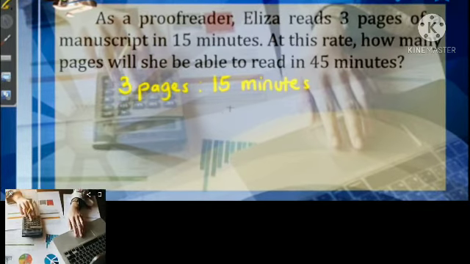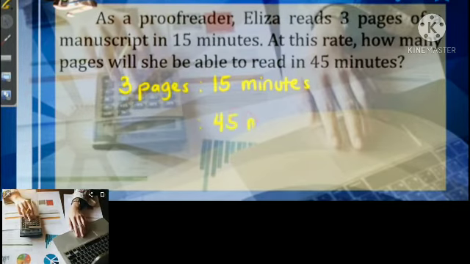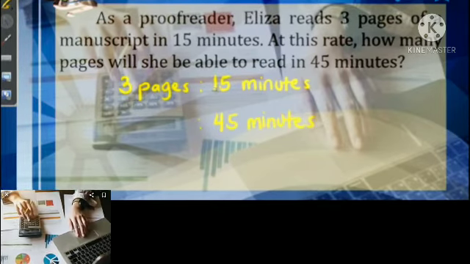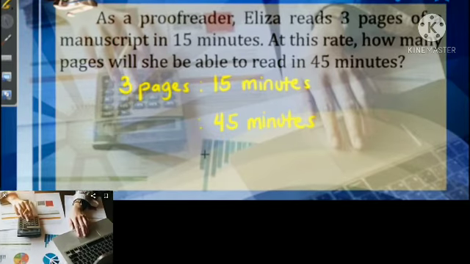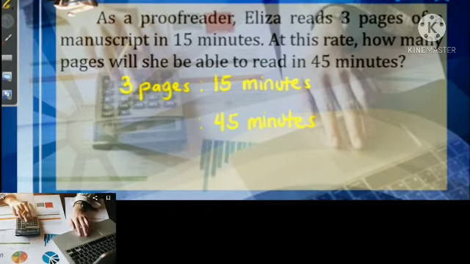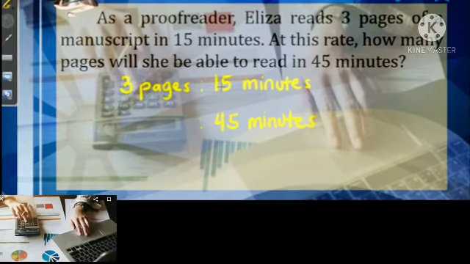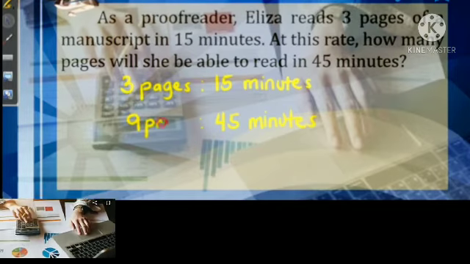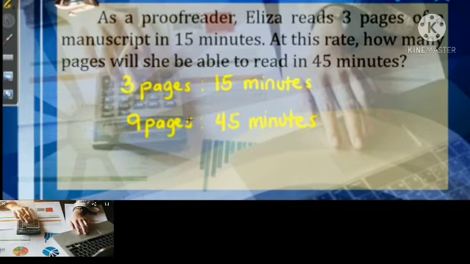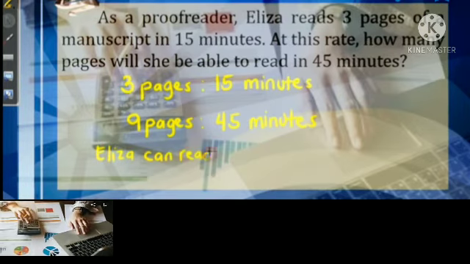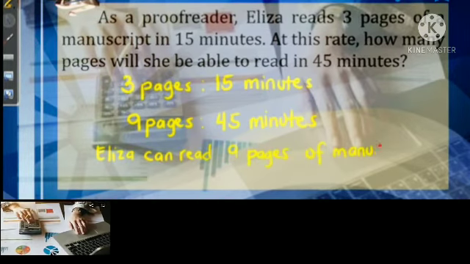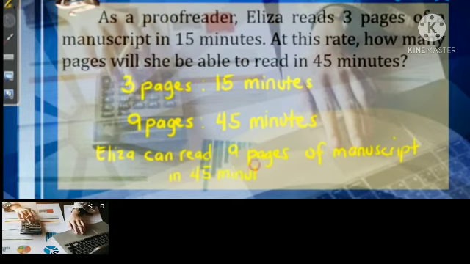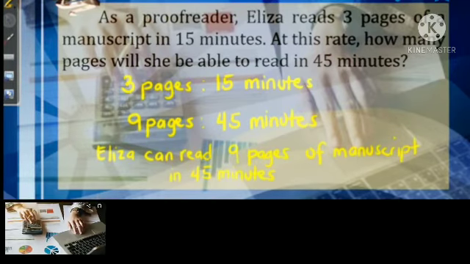From 15 going to 45, to know the number of pages that can be read in 45 minutes, we just have to multiply both 3 and 15 by 3. So 3 times 15 gives us 45, and 3 times 3 gives us 9 pages. With this we can now conclude that Elisa can read 9 pages of manuscript in 45 minutes.